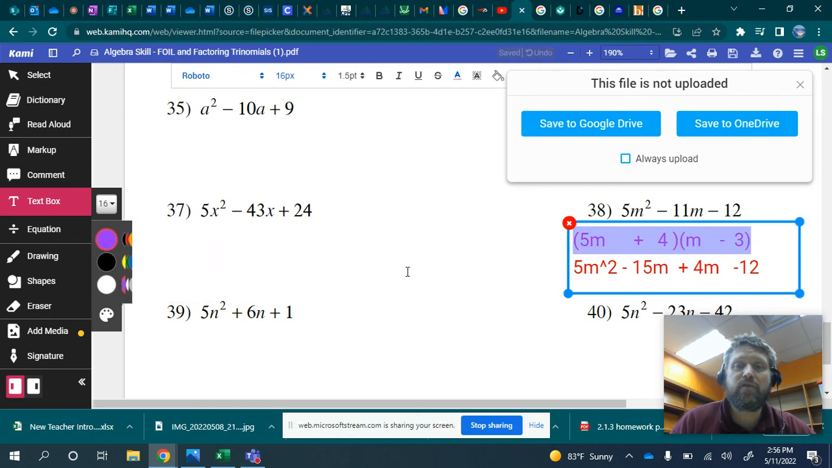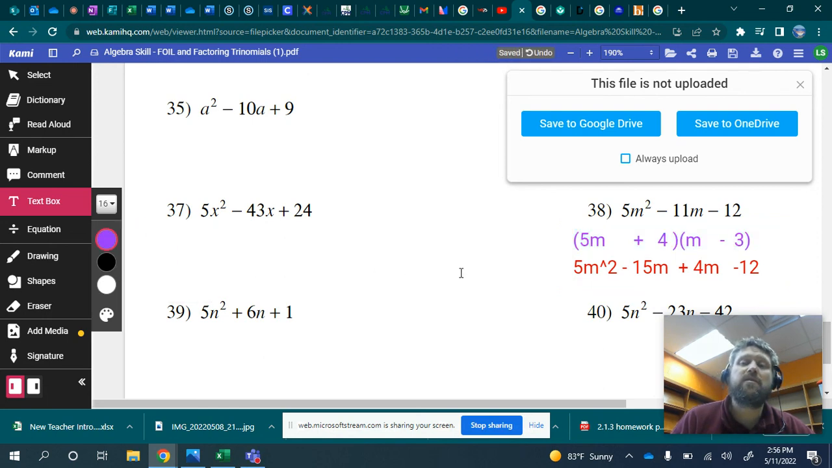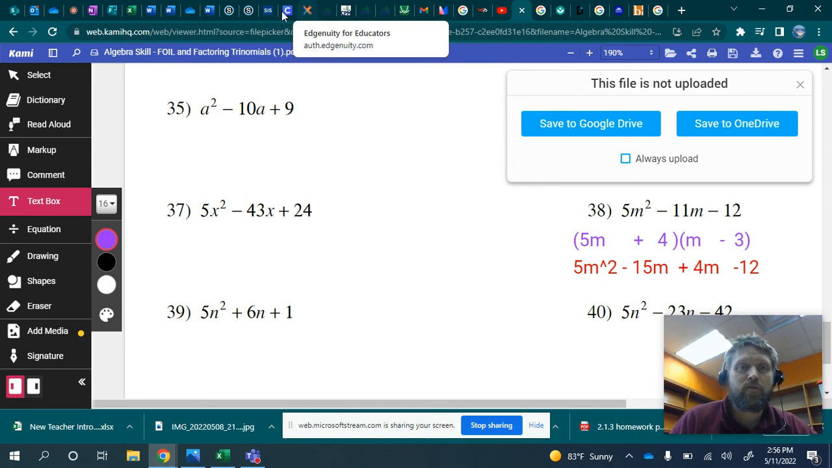And like I said, you guys want to practice 10 from the first page and 10 from the second page. The second page is going to be a little harder, but practice makes perfect, guys. Okay, so good luck with that. This is just a quick one for you guys.